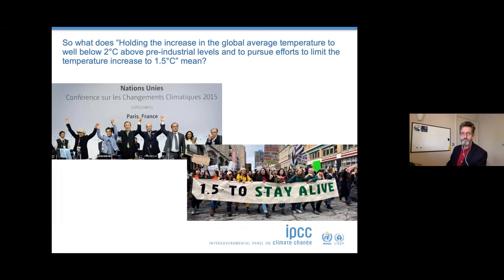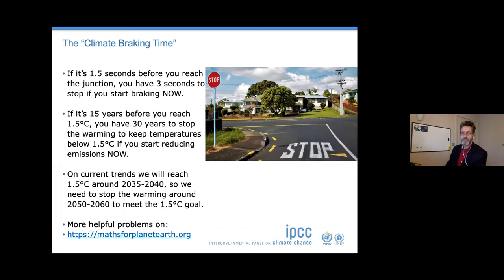So, what does it mean? What's it going to take to hold the increase in global average temperature to well below 2 degrees above pre-industrial and pursue efforts to limit the temperature increase to 1.5 degrees? Well, one very simple way of thinking about it is what I like to call the climate braking time, just to remind you of when you took your driving lessons. It's a good way of communicating this to students, because everybody can remember learning this when they were learning to drive. If you're approaching a junction and it's 1.5 seconds before you reach the junction.